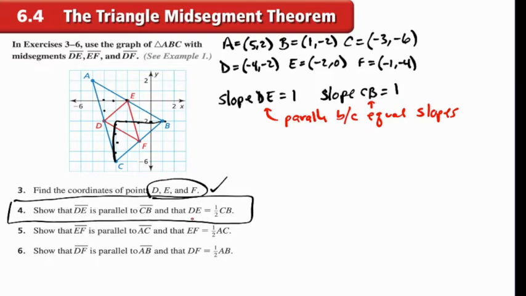And the second part is to show that DE is half the length of CB. So we call on the distance formula again. Take the difference of the x's. The double negative turns into a plus instead of a minus. And then the difference of the y's.